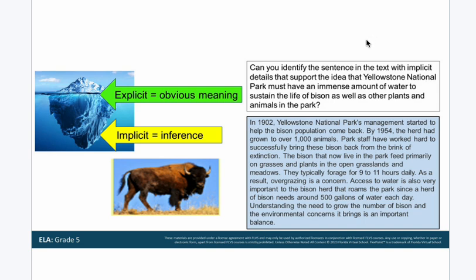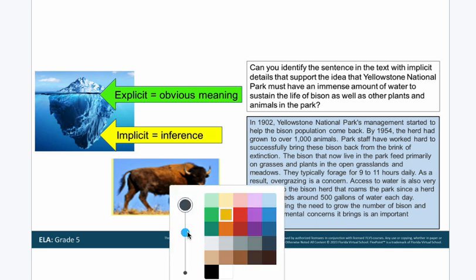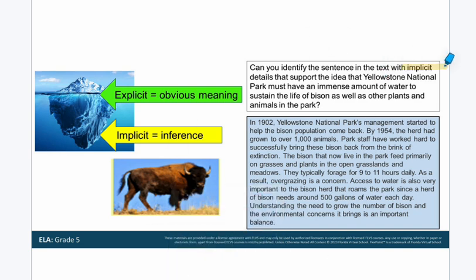All right, so let's look at another. It says, can you identify the sentence in the text with implicit details that support the idea that Yellowstone National Park must have an immense amount of water to sustain life of bison as well as other plants and animals in the park? So is it going to directly tell me why? I know that it says implicit information, which means I have to kind of read between the lines to figure out why we have so much water, and details that support that there has to be a lot of water in the park.